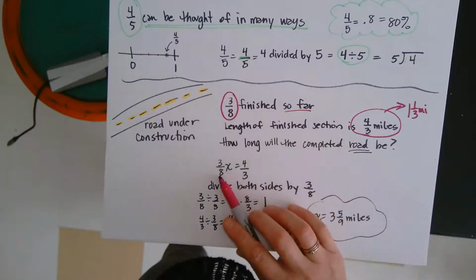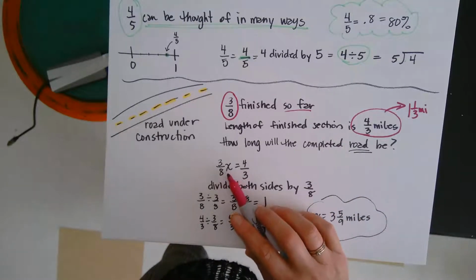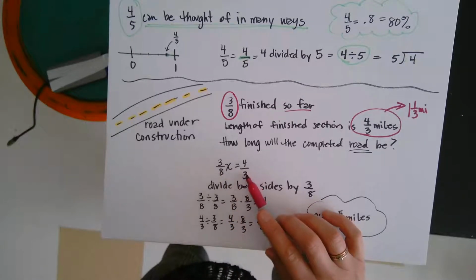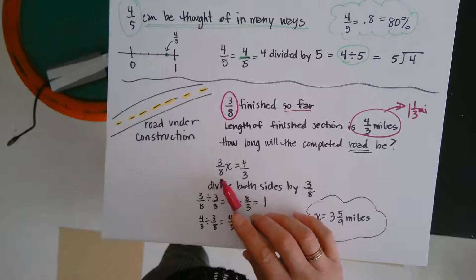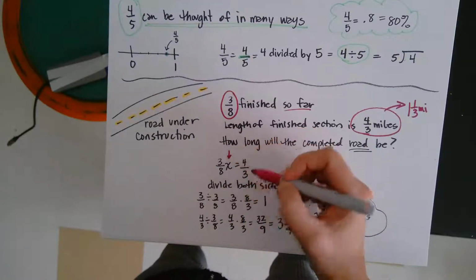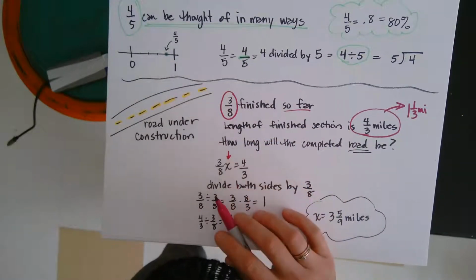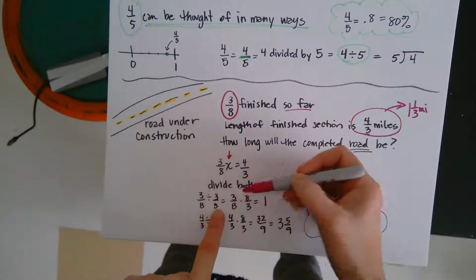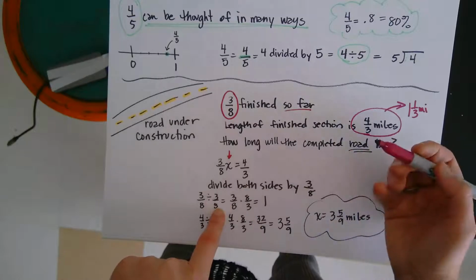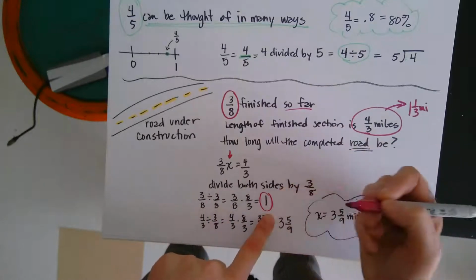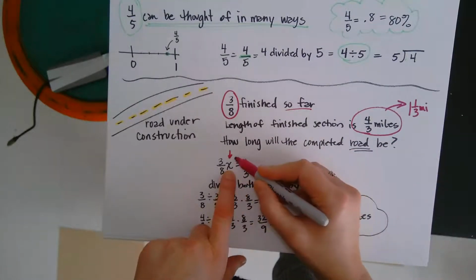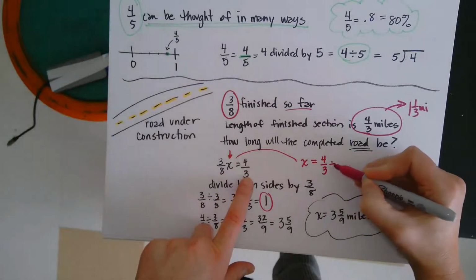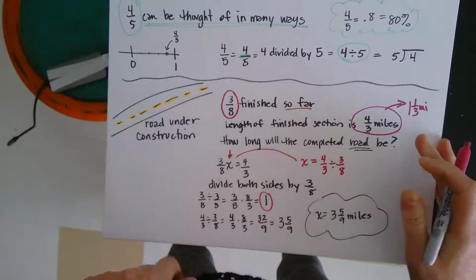And so our question is, if 3/8 is finished, and the length of this finished section is 4/3 miles, how long will the whole road be when it's all completed? Well, I know then that I'm going to take 3/8 times the length of the whole road, because 3/8 of the whole road is 4/3 miles. So to figure out what my value of x is, or how long the whole road is, I'm going to divide both sides by 3/8. Of course, 3/8 divided by 3/8 is just like any other number divided by itself. It's 1. And what is that? That leaves us with just x equals 4/3 divided by 3/8.